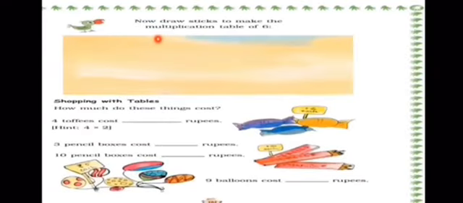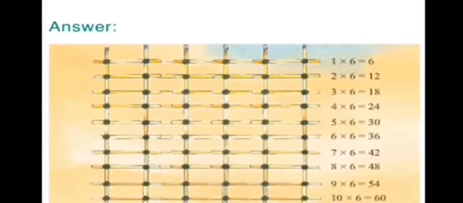Now draw sticks to make the multiplication table of 6. So you can draw the sticks like this: 1, 2, 3, 4, 5 and 6. So 6 ones are 6. So you can make sticks like this. Now see, 1, 2, 3, 4, 5, 6. So in the first one there are 6 sticks. Then in the second one 12 sticks.